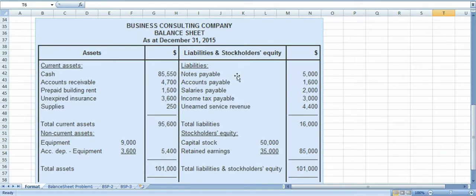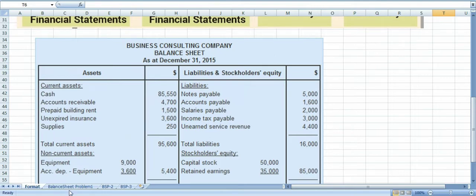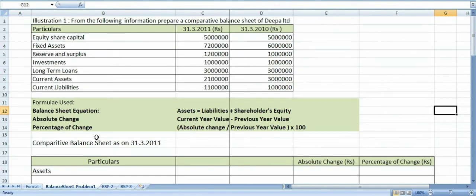And then in liabilities also we have two things: one is current liabilities and the other is non-current liabilities. So liabilities will be the sum of current and non-current liabilities, plus stockholders' equity. The balance sheet is based upon the equation: assets equal liabilities plus stockholders' equity. If you sum up the assets together, total assets will be this amount. Similarly, if we sum up the liabilities plus stockholders' equity, it comes to around 1,01,000. So in a balance sheet, assets will be equal to the sum of liabilities plus stockholders' equity.